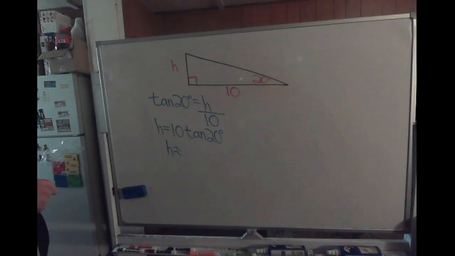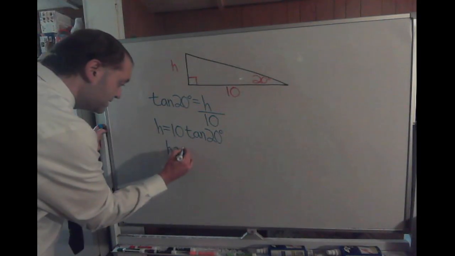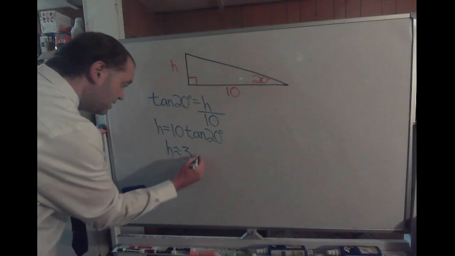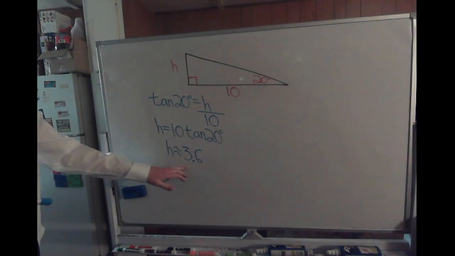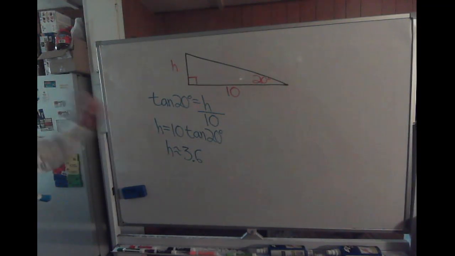Again, make sure your calculator's in degree mode and not in radian mode. It's going to make a big difference. So 10 times the tangent of 20 degrees, to the nearest tenth, it's about 3.6. So the height of your right triangle here is approximately 3.6 units.